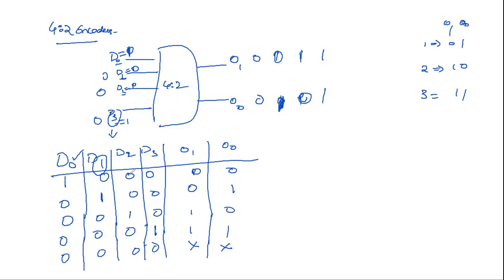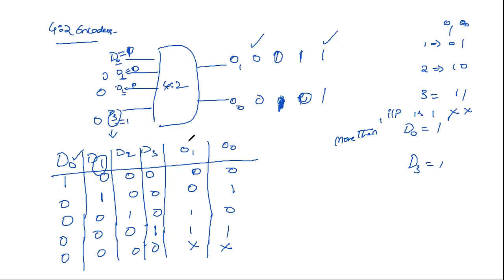Now suppose I am giving D0 equal to 1 and D3 also 1. Which output do you get, 0, 0 or 1, 1? We don't know. It means if more than one input is 1, we don't know the output. So put don't care for that also. We don't know the output.